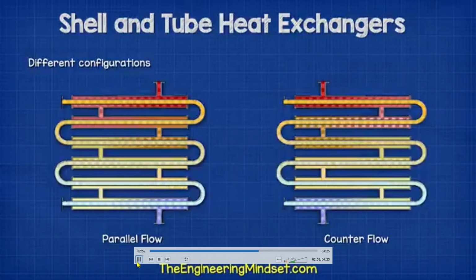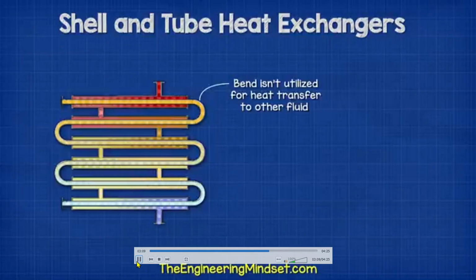One fluid will flow through the tube and another will flow through the shell. The two fluids are separated by the tube wall and transfer thermal energy through this tube wall. The different configurations result in different temperature profiles and heat transfer. In this design, the bend at each end isn't utilized for heat transfer, and heat can be wasted here. However, manufacturing this heat exchanger is cheaper and obviously easier.